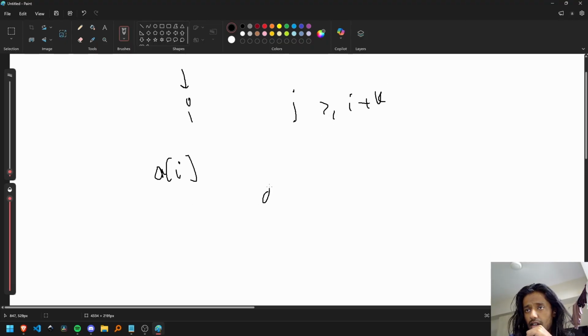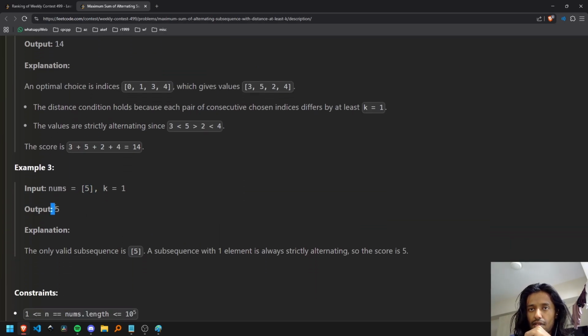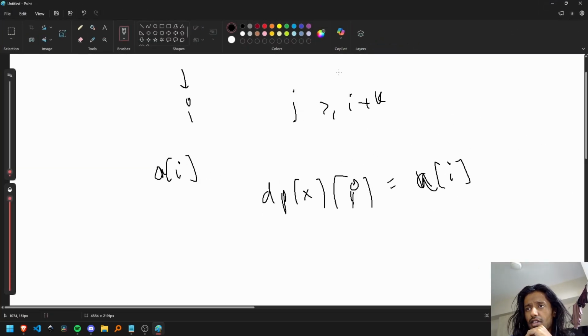I made a DP. Let DP, this I'll talk about it later, mean that I have chosen the ith value in my subsequence. So at the bare minimum, DP of x, i, I'll say what x is afterwards. Since I have chosen the ith element, the answer will be at least ai, right? Now, since the problem states that single elements are valid answers, here if you look, 5 is a valid answer. So even if we don't find any valid element at this index, or the alternating rule is not followed, at the bare minimum we have this to be true.